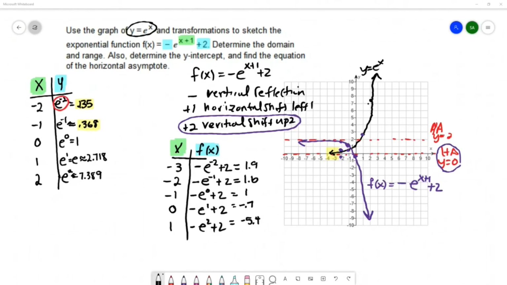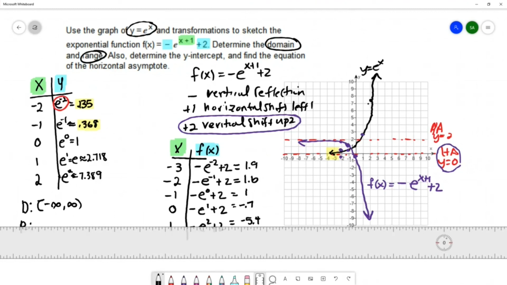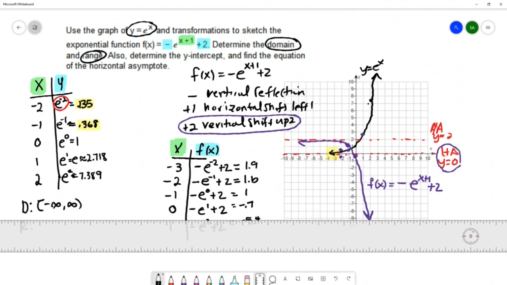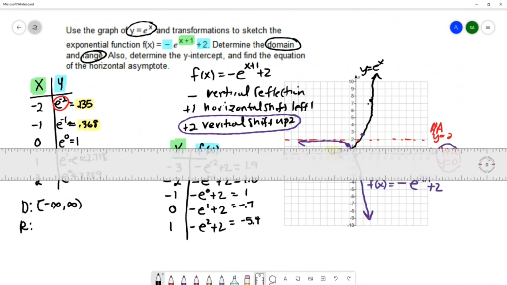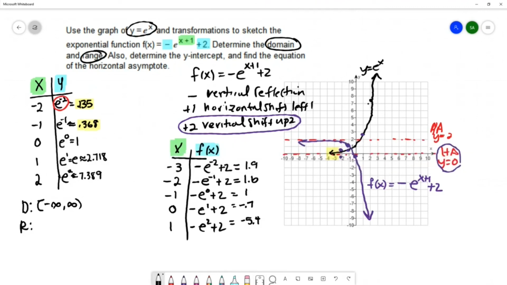So now we want to determine the domain and range. The domain of every exponential function is all real numbers, negative infinity to infinity. And I'm going to use my ruler to determine the range. So we're looking at the graph in purple right now, the transformed graph, and you can see that the range will start at negative infinity, and it will continue until we get to that horizontal asymptote of 2. So we have a range of negative infinity to 2.